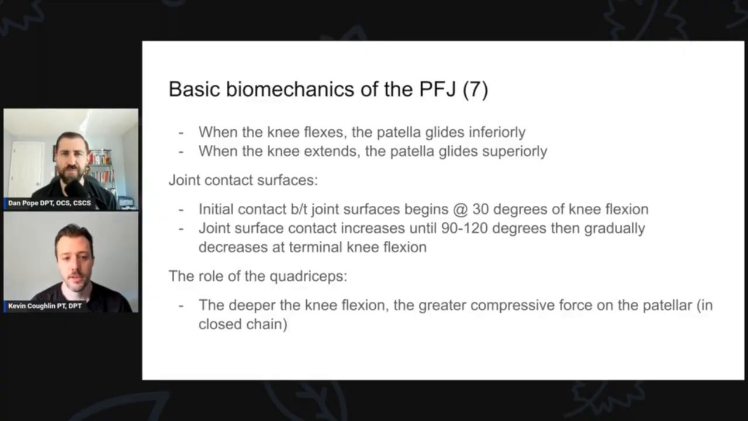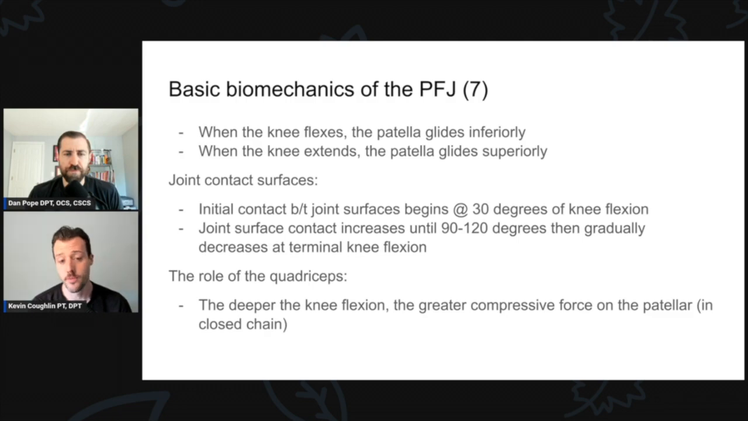Awesome. So getting into a little bit about the biomechanics of the patellofemoral joint. So when the knee flexes, the patella glides inferiorly. When the knee extends, it glides superiorly. There is obviously a little bit of joint play that you'll find medial and lateral, but we primarily think of this as the train in the track, sitting in the groove, right? So you'll hear that often when people talk about patellofemoral pain. The kneecap has a little bit of movement in that patellofemoral joint as you're bending and straightening your knee.